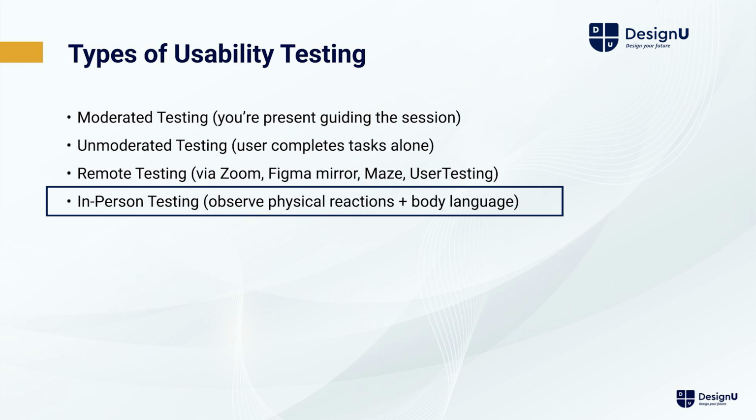Then lastly, the type of usability testing is in-person testing. So you observe, and this is also called guerrilla user testing, because it's done in the open, it's done in the wild. So you observe physical reaction and body language.